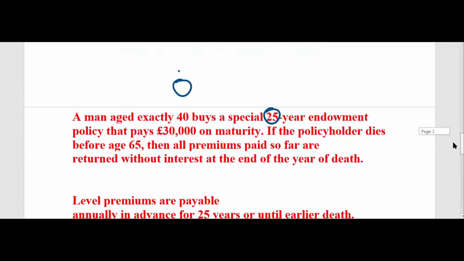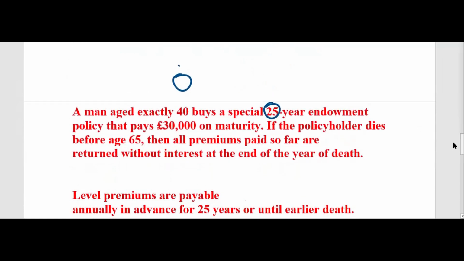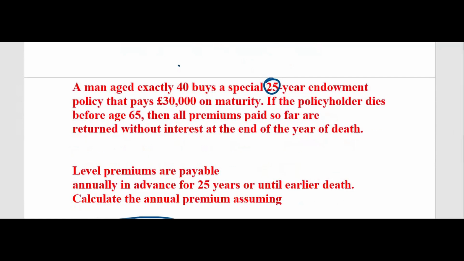So what it says: a man aged 40 buys a special 25-year endowment policy. If the policyholder dies before age 65, then all premiums paid so far are returned without interest at the end of the year of death. Level premiums are payable annually in advance for 25 years or until earlier death. Calculate the annual premium. Assuming something, okay?